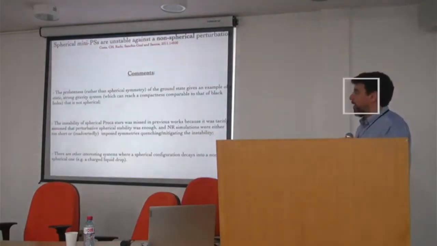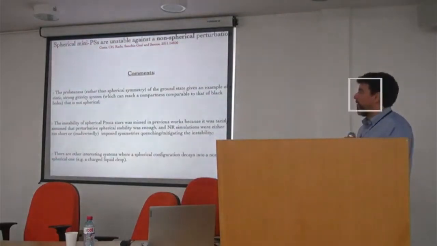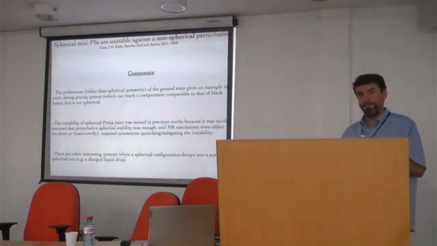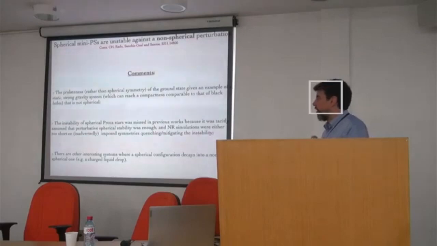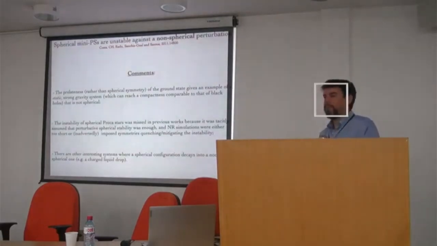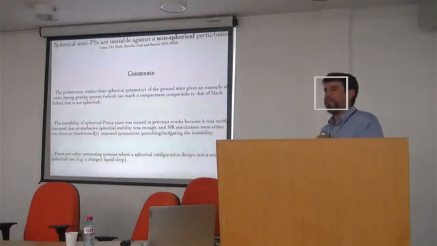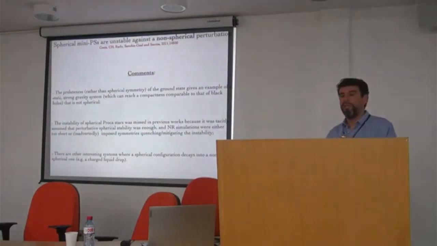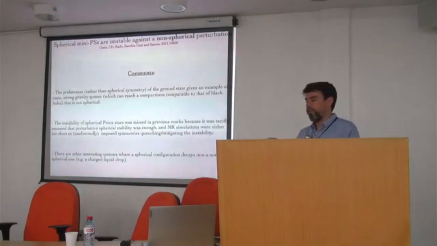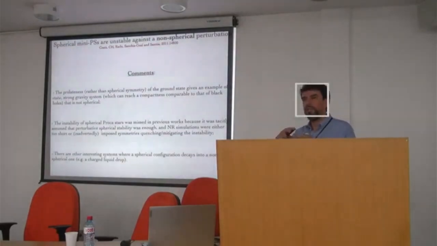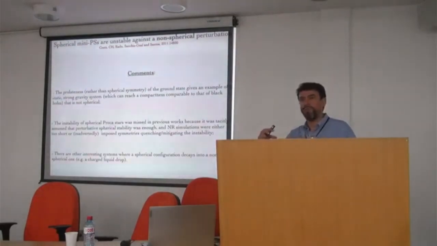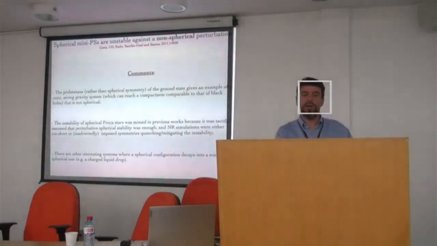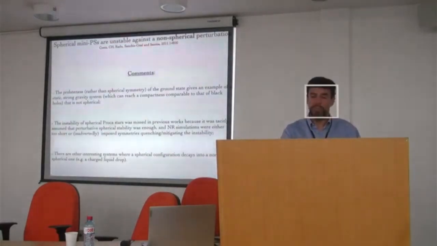There are other interesting systems, actually, in physics, where a spherical configuration decays into a non-spherical one. And a famous one is a charged liquid drop. This was found by Lord Rayleigh at the end of the 19th century. Beyond a certain charge-to-mass ratio, it is energetically more favorable for the charged drop to actually distort its spherical symmetry into something else. There are probably deeper reasons that we are still unaware of, but this seems to be a robust result.